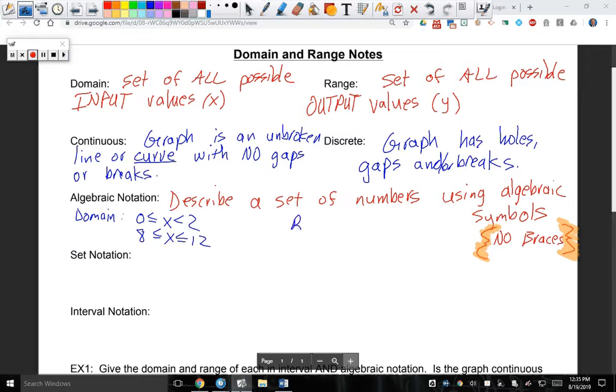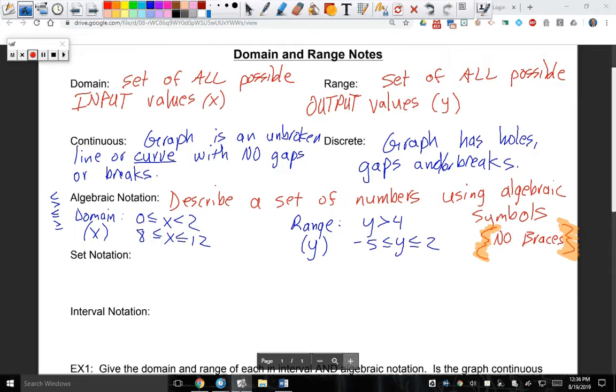Whereas a range, i.e. the y value, so this one's x, these are y's, would be y is greater than 4 or like negative 5 all the way to 2. So you have the less than or equal signs on this. And you could write that here if you want. You could put less than or greater than, less than or equal to, or greater than or equal to. That's the algebraic notation. Okay?